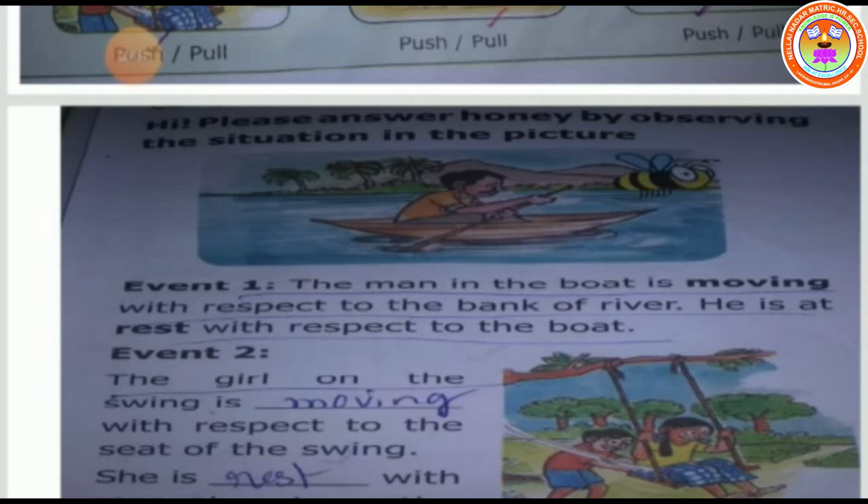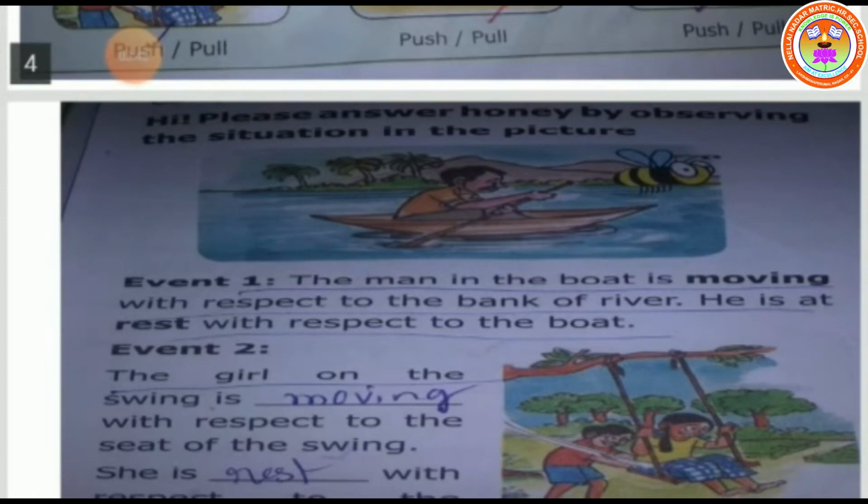Example 2. The girl on the swing is moving or at rest? Right, children, moving is the answer, with respect to the seat of the swing. She is at rest with respect to the garden. Moving or rest? She is at rest with respect to the garden.